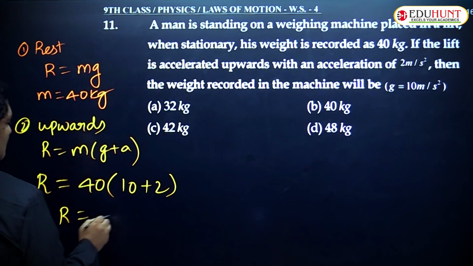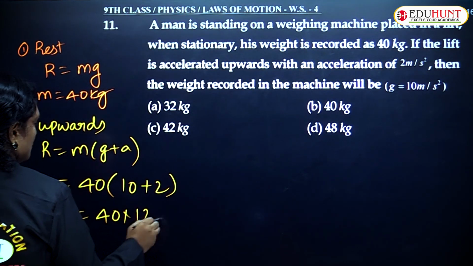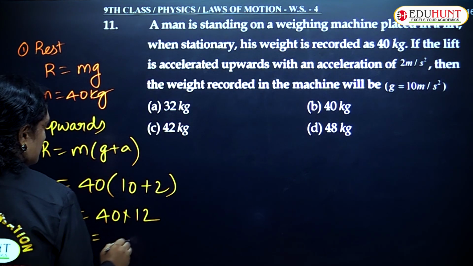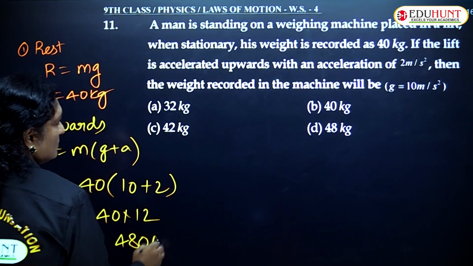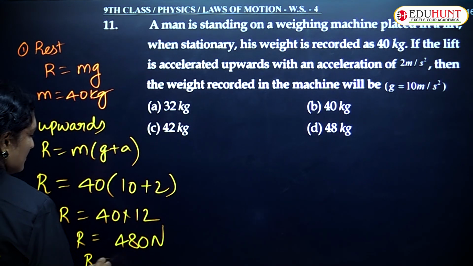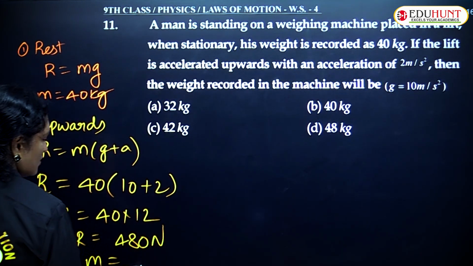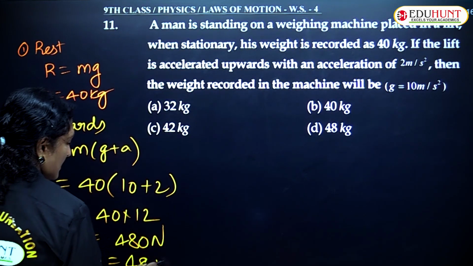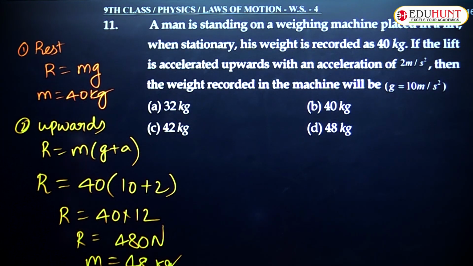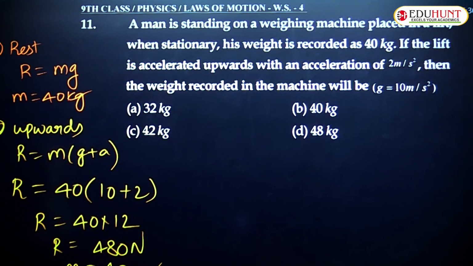So R is equal to 40 into 12, R is equal to 480 newtons. Or, mass is equal to that value divided by g, which is 48 kg. So what is the answer, children? 48 kg. Moving to the next question, children.